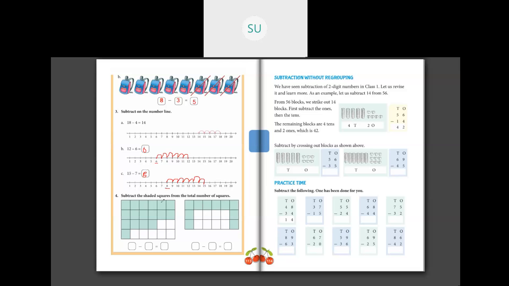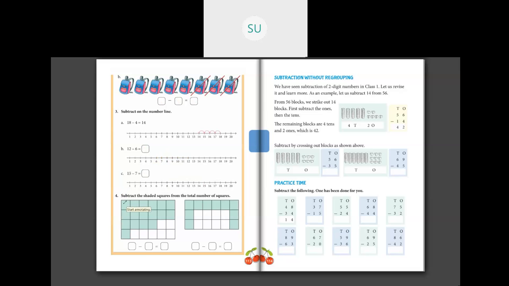Now, subtract the shaded squares from the total number of squares. So first, here they have asked how many squares are there, how many are shaded and how many are not shaded. So first, what we have to do, they have told us to subtract shaded squares from the total number of squares. So first we'll count the total number of squares, then we'll count the shaded squares. Okay, so let's do that. So first, how many squares are there in total?